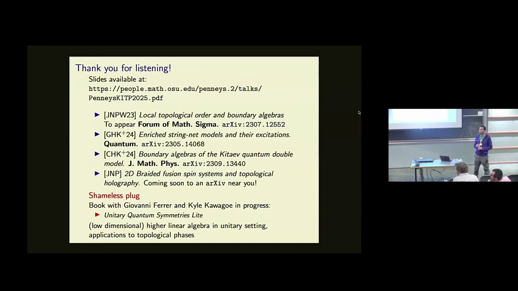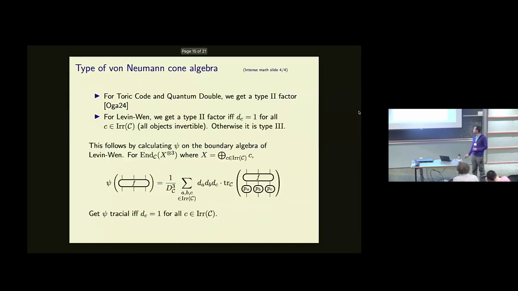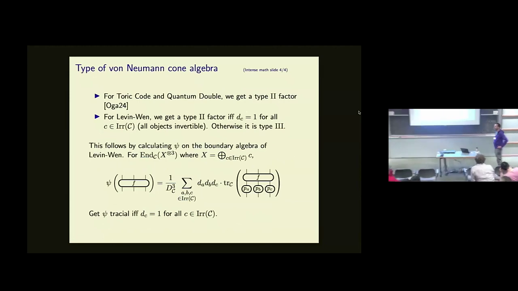Any more questions? Well, if not, let me ask a quick question related to the previous one. Can you go back to the type of algebra slide? So in the case of quantum double, is there a way to pick a different boundary algebra such that it's type 3 in the case when G is non-abelian?